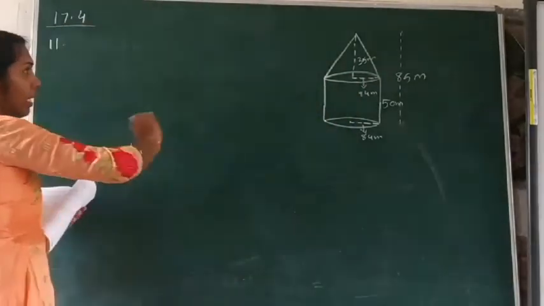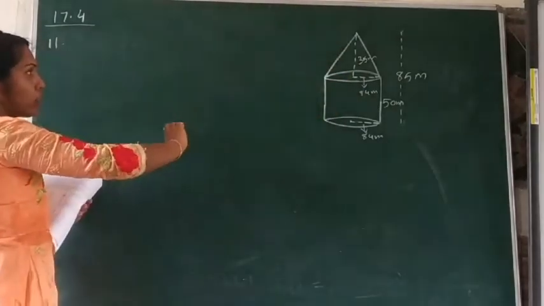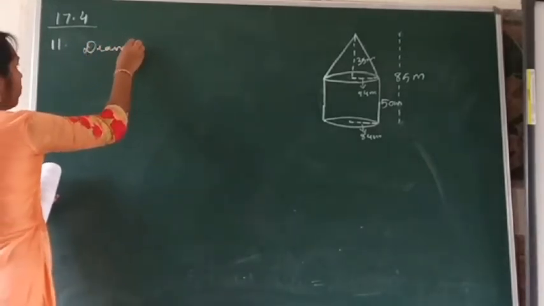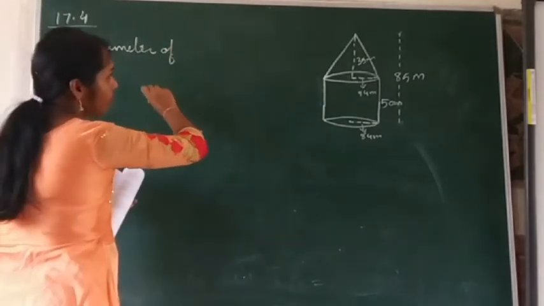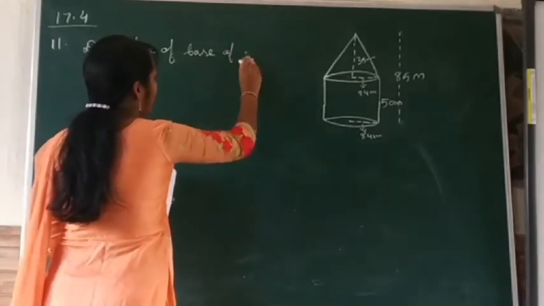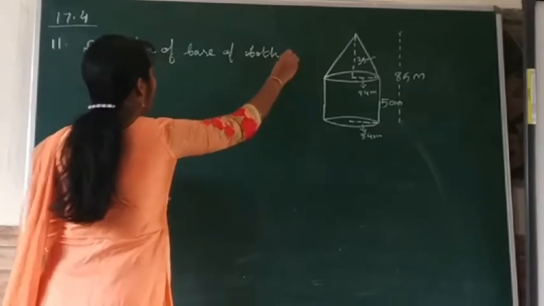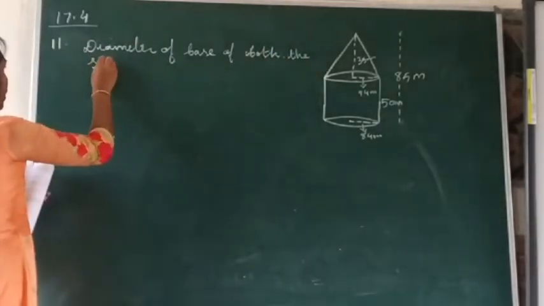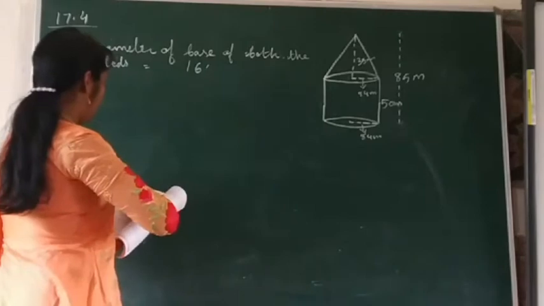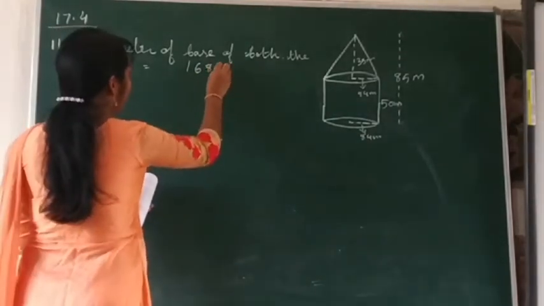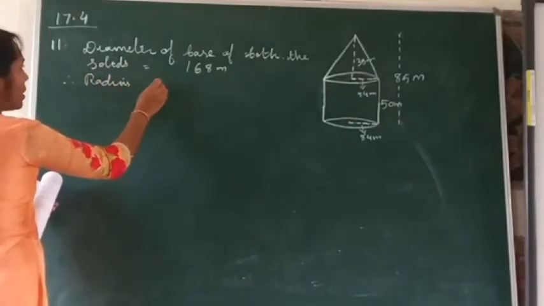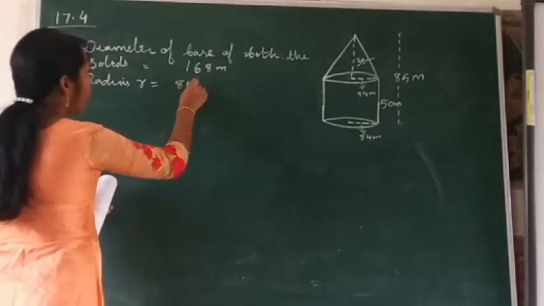So for the conical part we need the slant height. We have to find out first of all the slant height of the conical part. So let us write: diameter of base of both the solids is equal to 168 meter. Therefore, radius R is equal to 168 divided by 2, that is 84 meter.